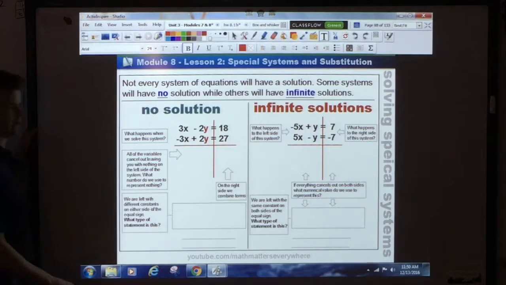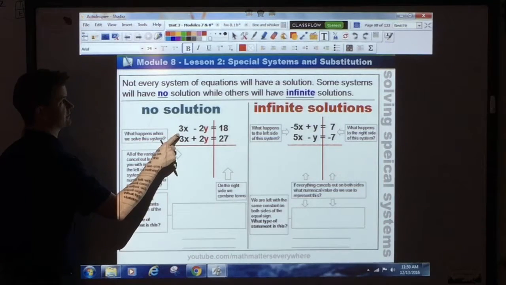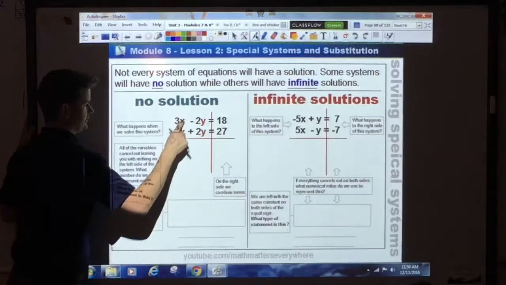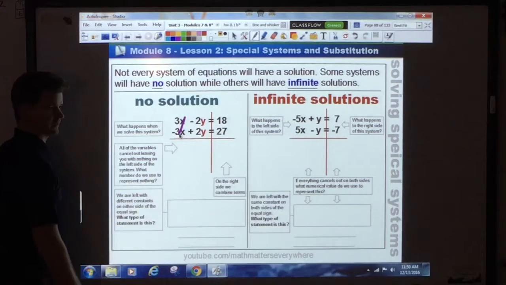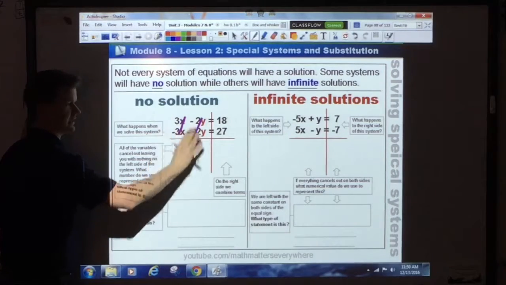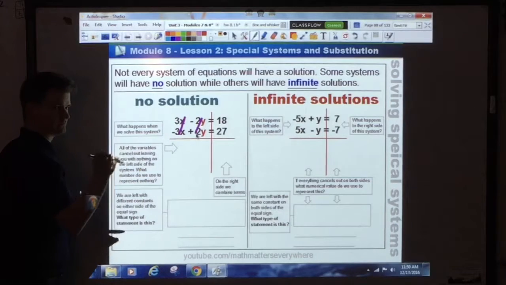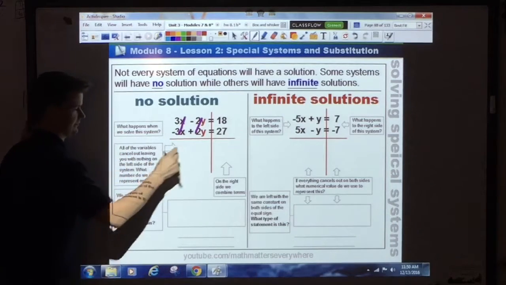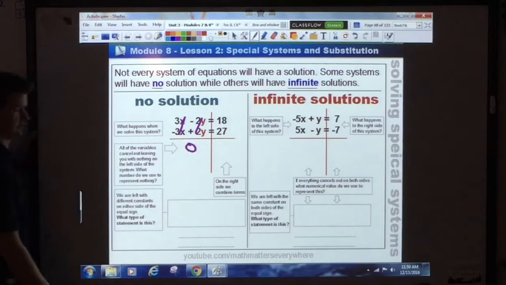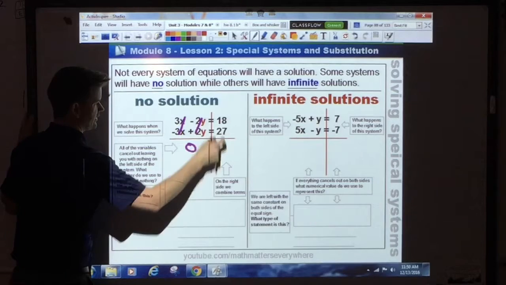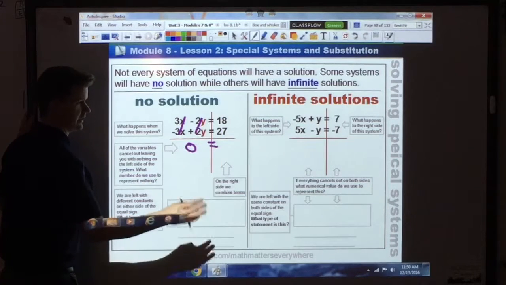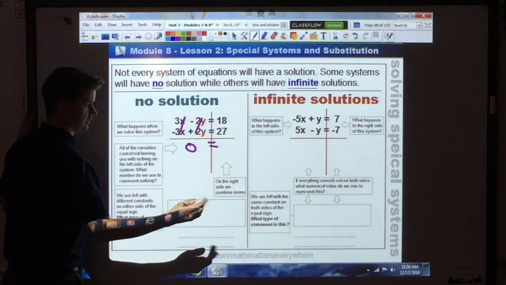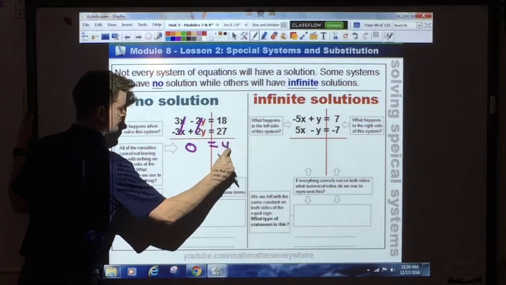So as we work from left to right, what's going to happen to these x's here, guys? They're going to cancel out. What's going to happen to the y's? They're going to cancel out. So what is left over here? Just a 0. Nothing's left over there. We need something to represent that emptiness, so a 0. On the right side of the equation, we combine these. 18 and 27 make 45.